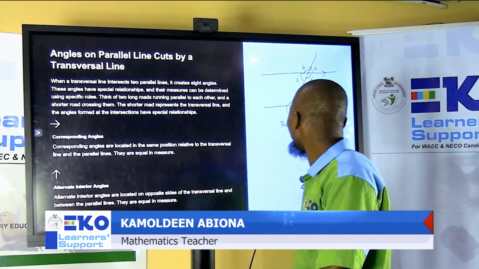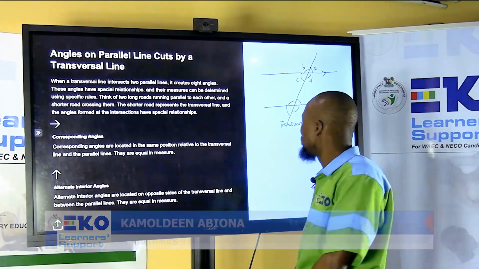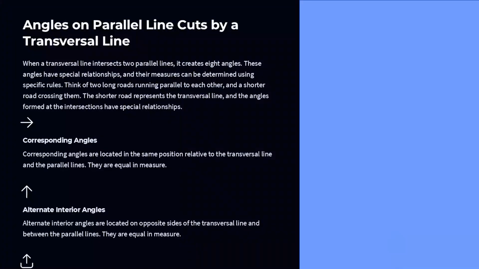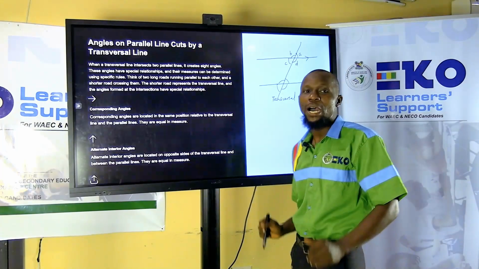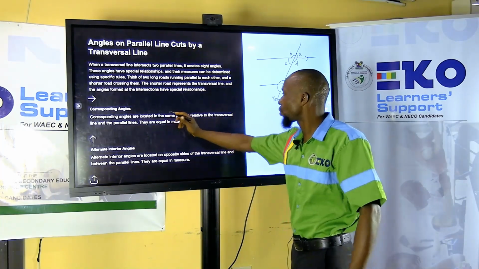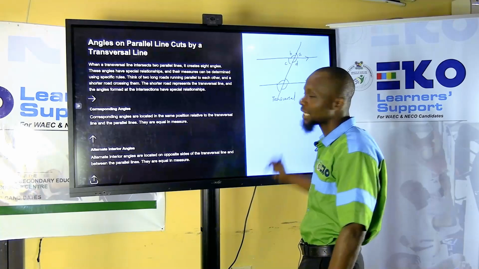Now, there are relationships between them. And that is why we are talking about corresponding angles and alternate interior angles. So what do we mean by that? Now, I will take us to this. Corresponding angles. We have corresponding angles here.